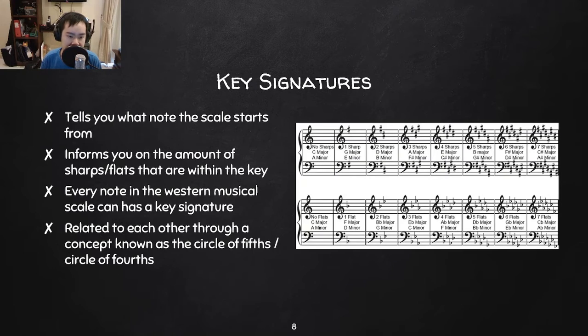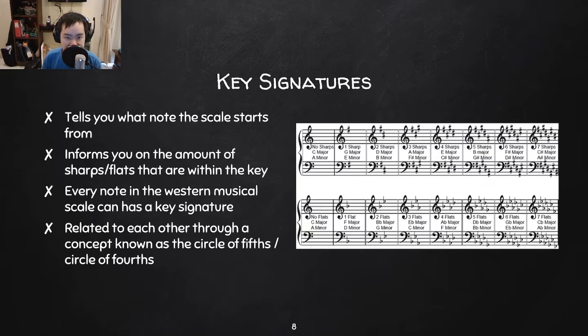Every note in a Western musical scale has an appropriate key signature tied to it. So like I said, we have C, D, E, F, G, A, B, C. All of those have a major scale associated with them. We also have all the sharps and all the flats. We have the accidentals associated with keys as well. And so every note in a Western musical scale has a key signature.